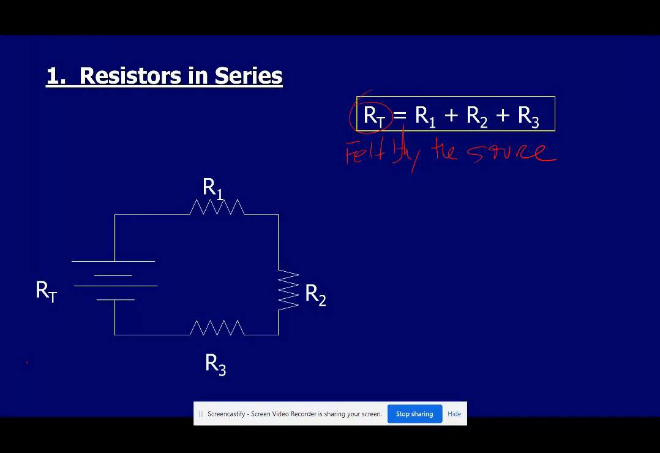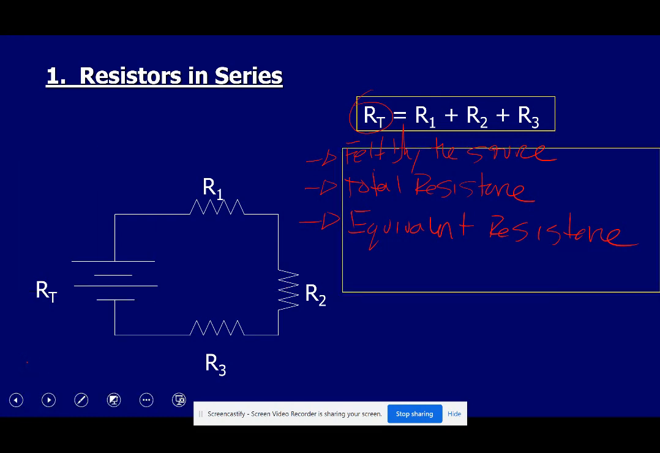Now, you might wonder about the subscript T. I don't actually know why they put a T, but it makes me think of total resistance, which is fine. You can think of it as that, the total resistance in the circuit. I also hear it termed as the equivalent resistance. So if it says calculate the resistance felt by the source, this is what you're doing. If it says find the total resistance, this is what you're doing. If it says find the equivalent resistance, this is what you are doing.